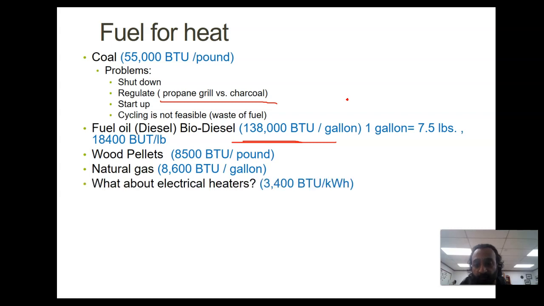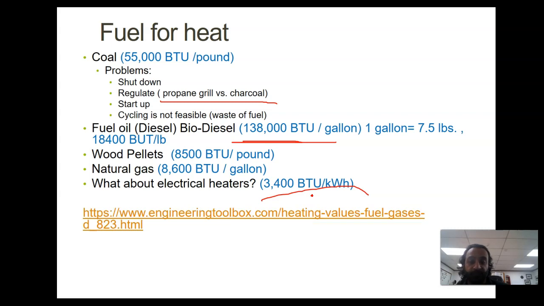8,600 BTU per gallon. And finally, we have electrical heat, and I'm talking in this case about coils. If we have a coil that gets heated and air or water goes through it, it's around 3,400 BTU per kilowatt hour. A kilowatt hour is around 20 cents, so you're paying 20 cents for 3,400 BTUs. It's a lot.